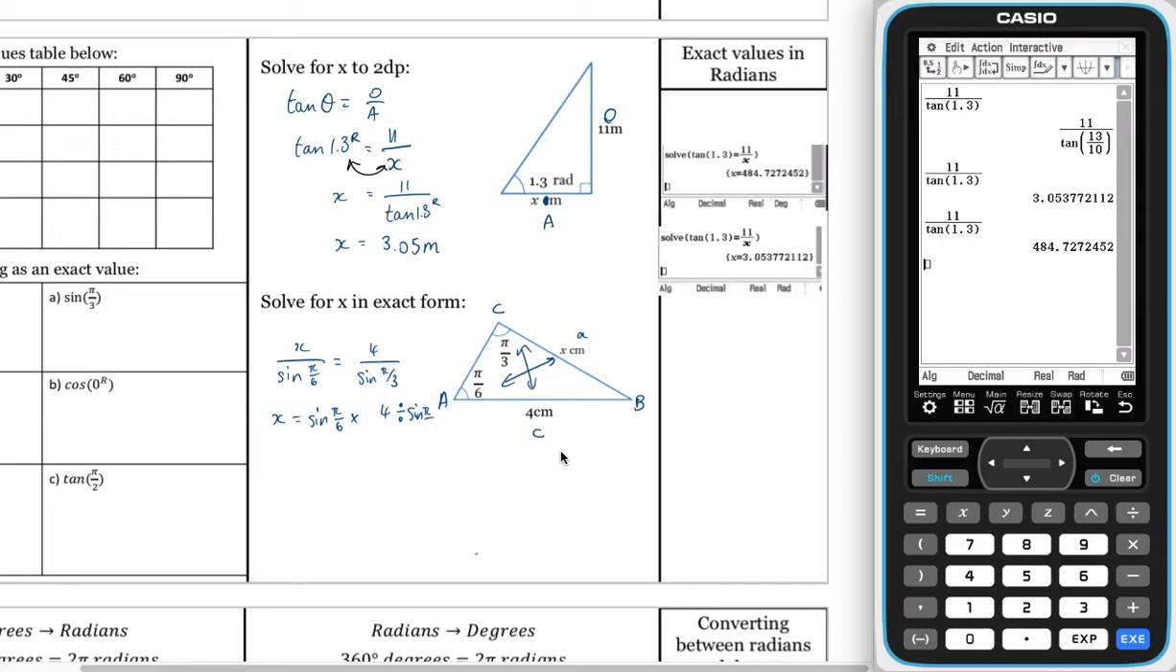Sine pi on 3 is going to be root 3 on 2. So half times 4 divided by root 3 on 2. Great, and then we just evaluate. Half times 4 is 2, times by 2 on root 3. 4 on root 3. We don't like it like that, so we can just times top and bottom by root 3. What do we get? 4 root 3 on 3. Then add our units, centimeters. And there's our answer, right? Make sure you have your units.